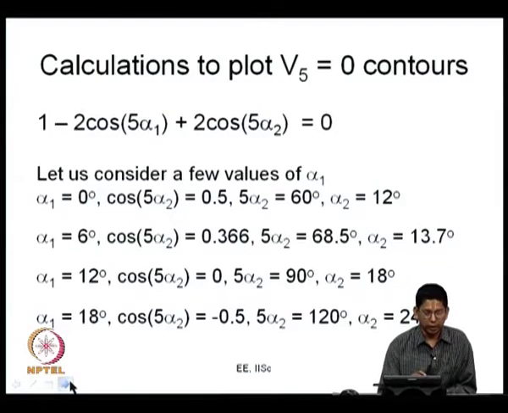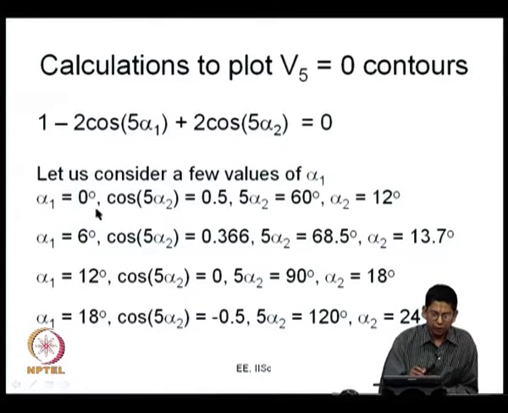So, if I want to do that, I want to plot, let us say, the V phi equal to 0 contour. So, 1 minus 2 cos phi alpha 1 plus 2 cos phi alpha 2 is 0, that is the equation. Basically, I want to plot this. So, what do I do? Simple, go on substituting different values of alpha 1, and find out what the corresponding values of alpha 2 are.